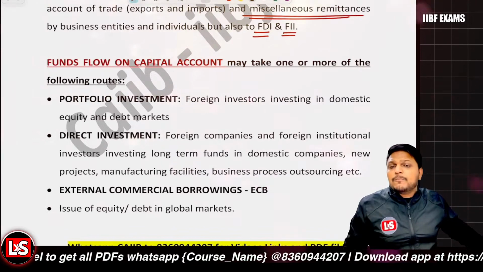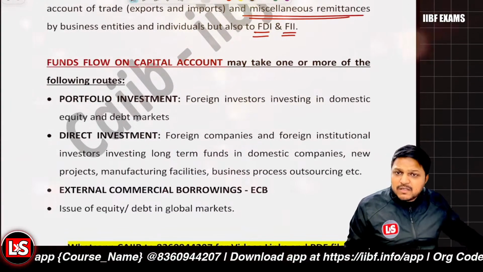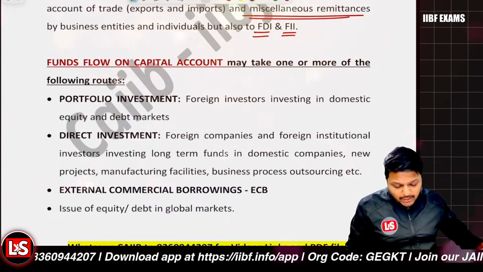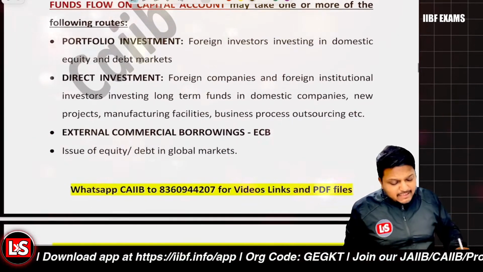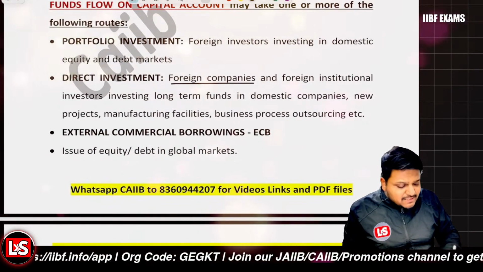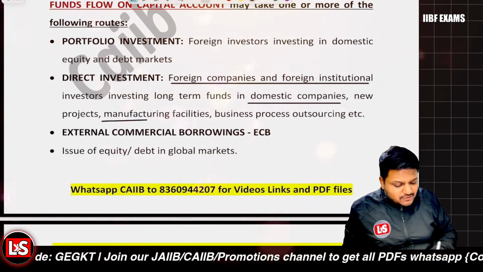So it could be related to portfolio investment. If you have made an equity investment or a debt investment, that will be a capital account transaction. And it could also be related to direct investment, like foreign companies and foreign institutional investors. Basically, they have invested for the long term in the domestic country, in new projects and manufacturing facilities.